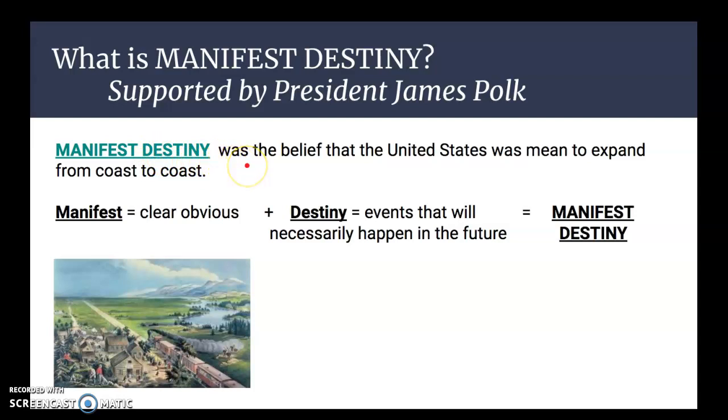Manifest destiny was the belief that the United States was meant to expand from coast to coast. We can break it down into its component parts. Manifest means clear or obvious, and destiny is events that will necessarily happen in the future. So you get it, it's very clear that this is going to happen. It's a manifest destiny that we will spread from Atlantic to Pacific.